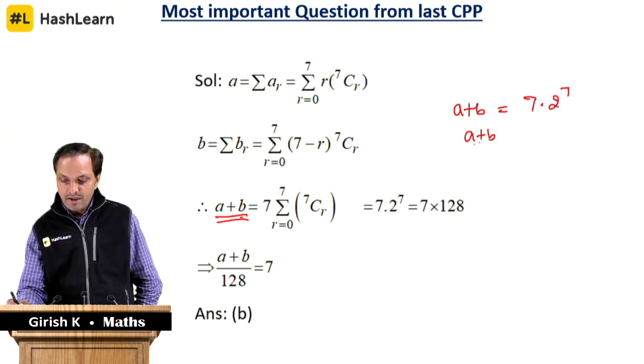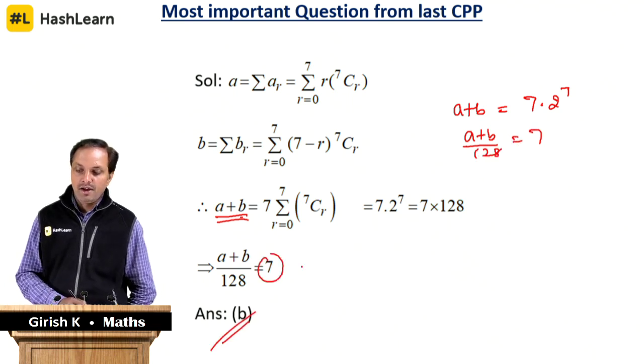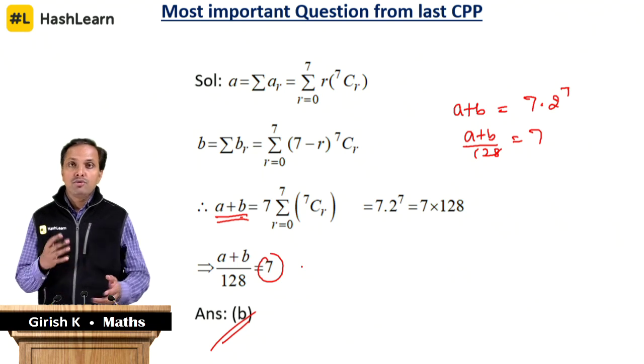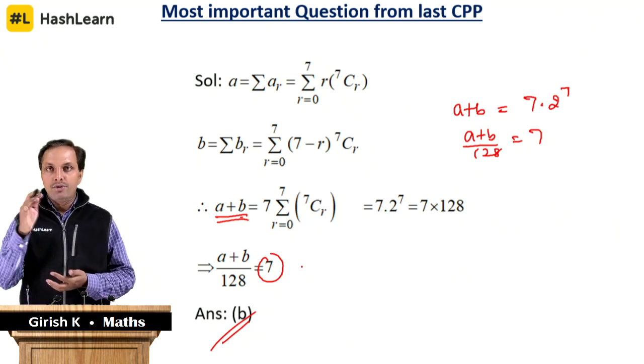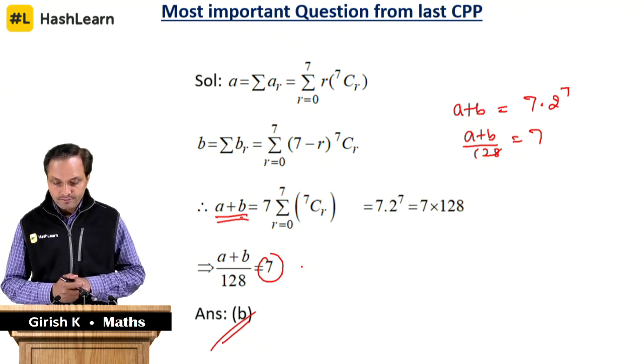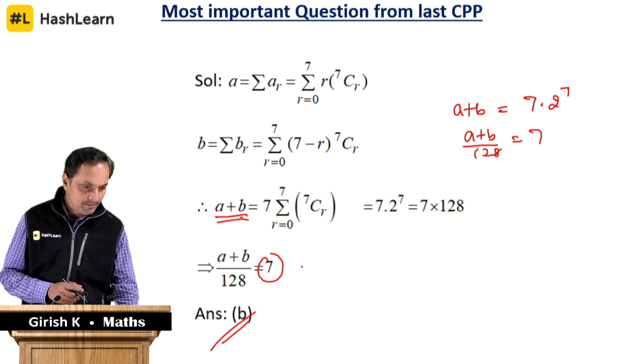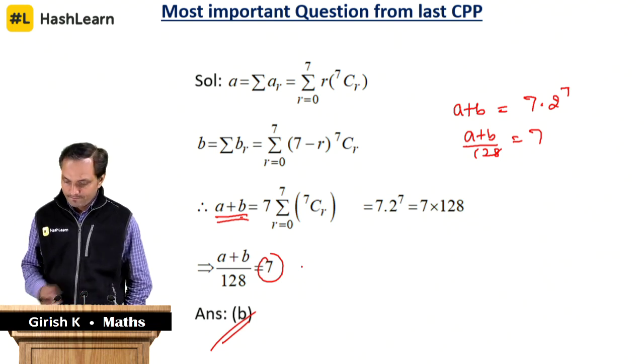So A plus B divided by 128 is nothing but 7. So the answer is option B. Okay, 2 to the power 7 is 128. So you need to bring that in the denominator so that you will get option B. Okay, hope all followed this example. Fine.